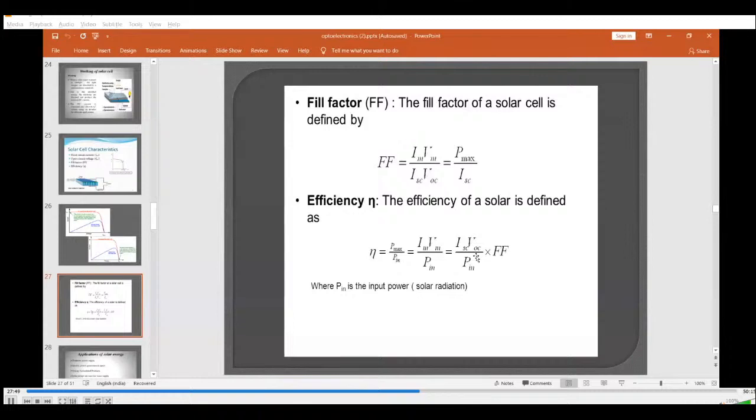Then what is the fill factor? The fill factor of a solar cell is defined as the maximum power output divided by the product of short circuit current and open circuit voltage.